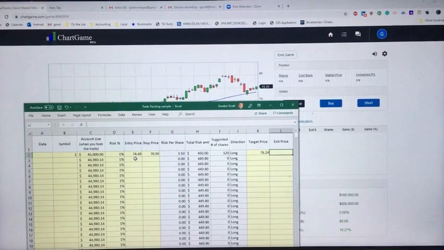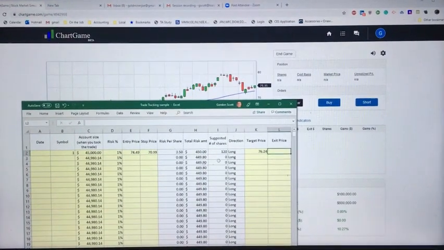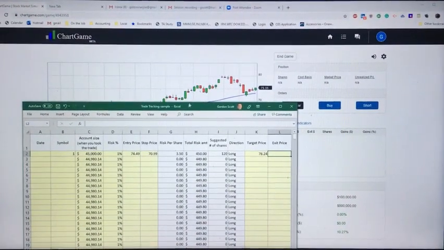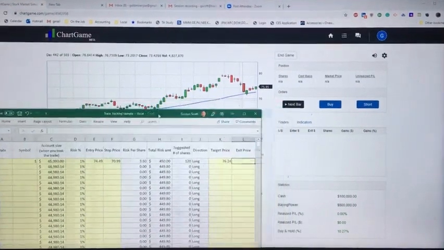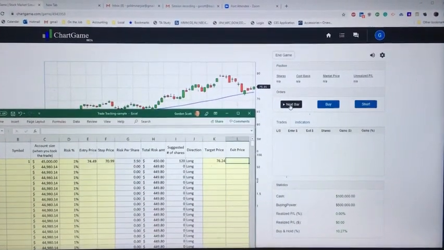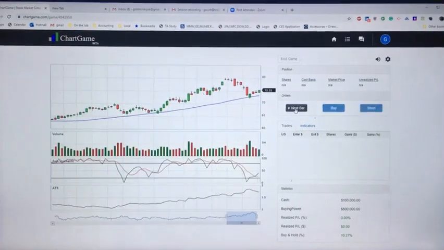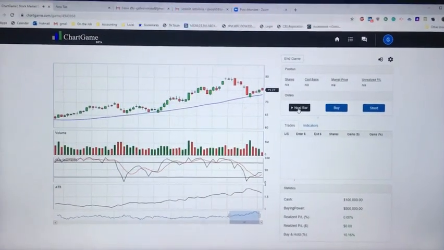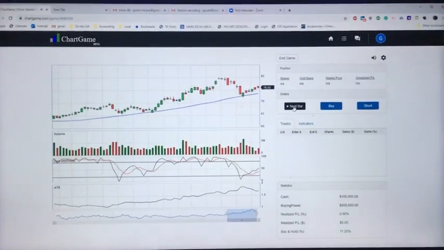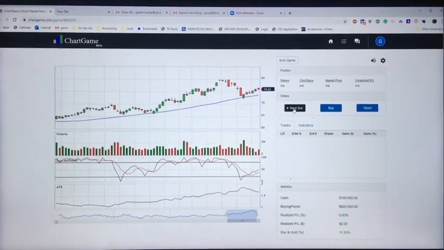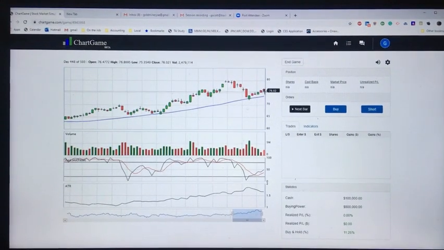Now I've got everything all set up. I've typed these numbers into the spreadsheet before continuing on the chart game. Now I'm going to go ahead and click on next bar to see what happens first. Which one of those amounts do I hit first? So 76.25, I'm going to roll over this and see what the high was.